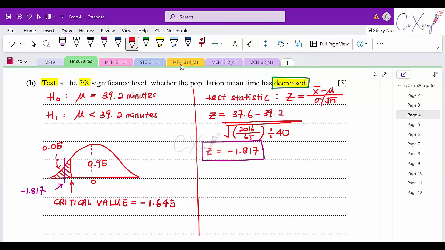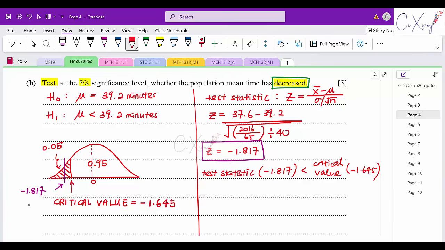And from here, I want to write out a comparison statement where I'm having test statistic negative 1.817 is less than the critical value, which is negative 1.645, right? So this is a comparison statement that you must write out because it helps you to draw a conclusion. So after this comparison statement, please write out the conclusion for this test.